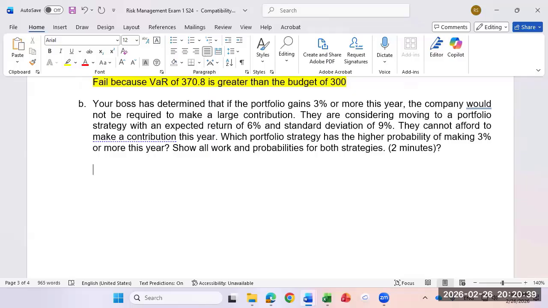Your boss has determined the portfolio gains 3% or more this year. The company will not be required to make a large contribution. They are considering moving to a portfolio strategy with an expected return of 6% and a standard deviation of 9%. They cannot afford to make a contribution this year. Which portfolio strategy has a higher probability of making 3% or more this year?